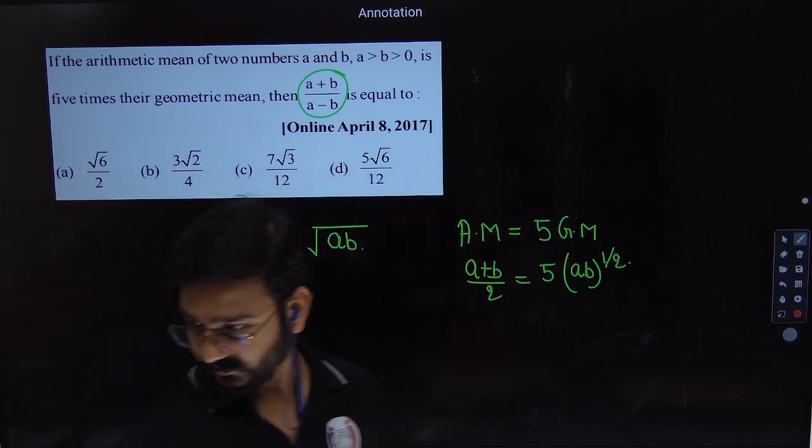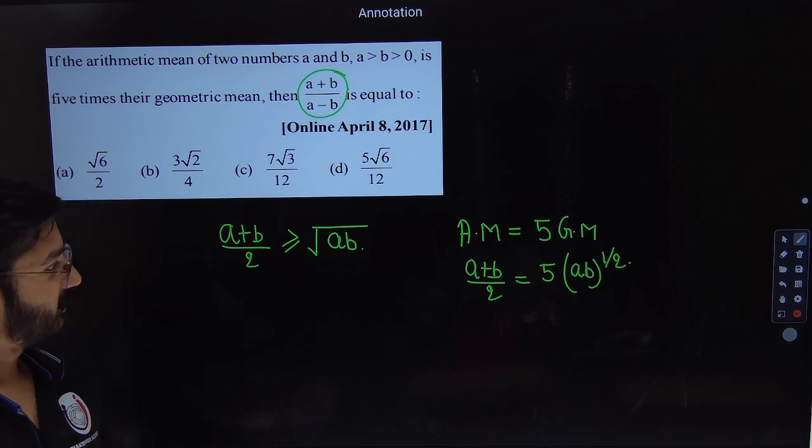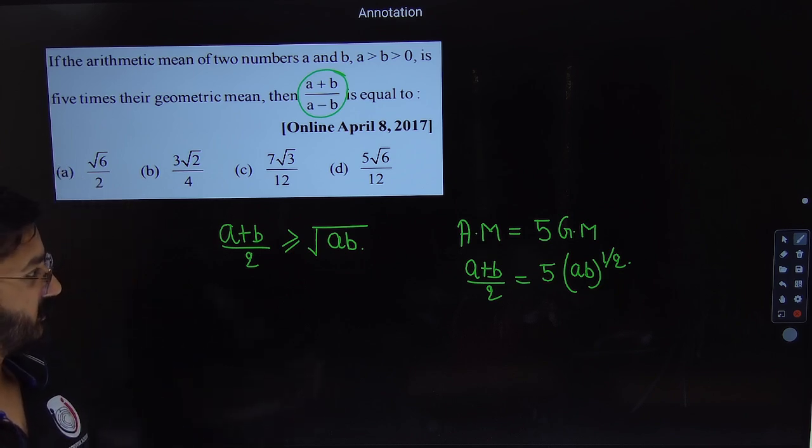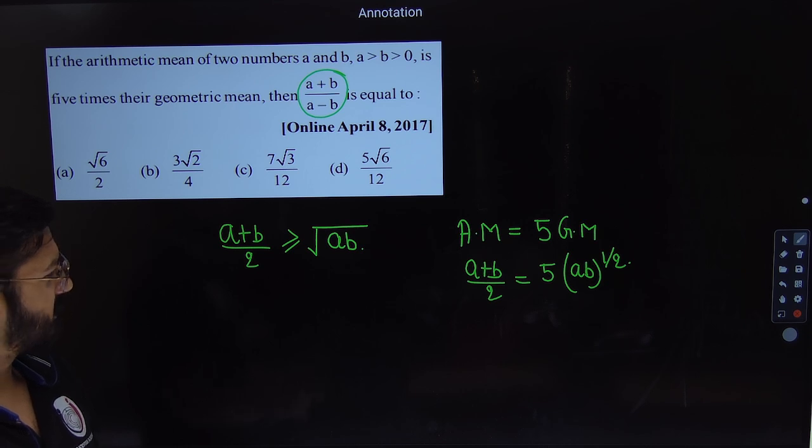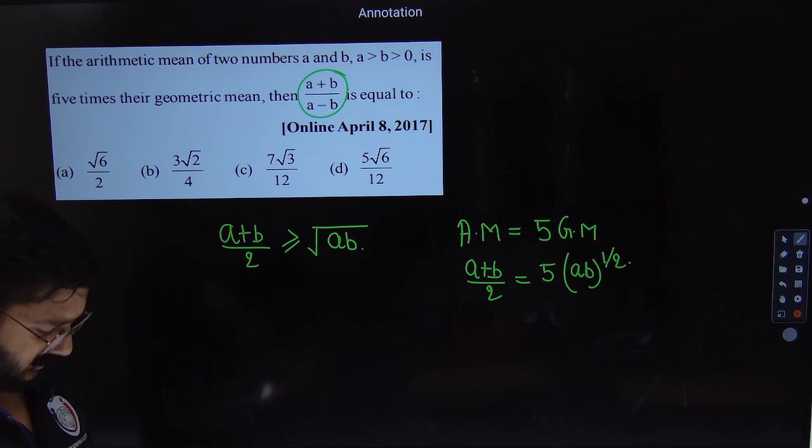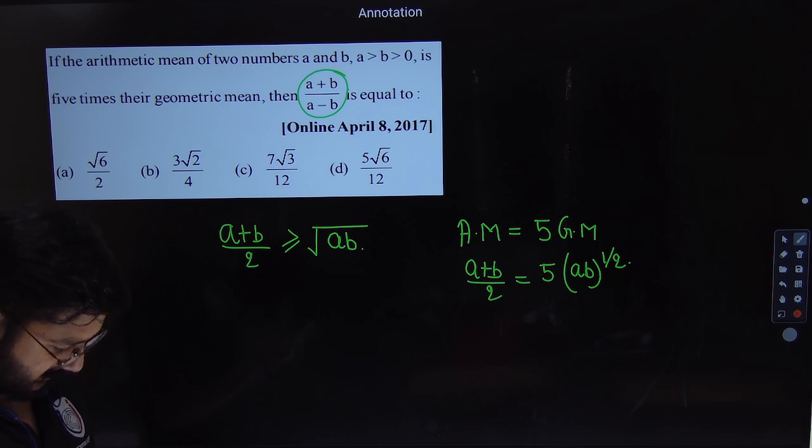So I got a plus b whole square and a minus b whole square. Okay, and then I divide both of them.